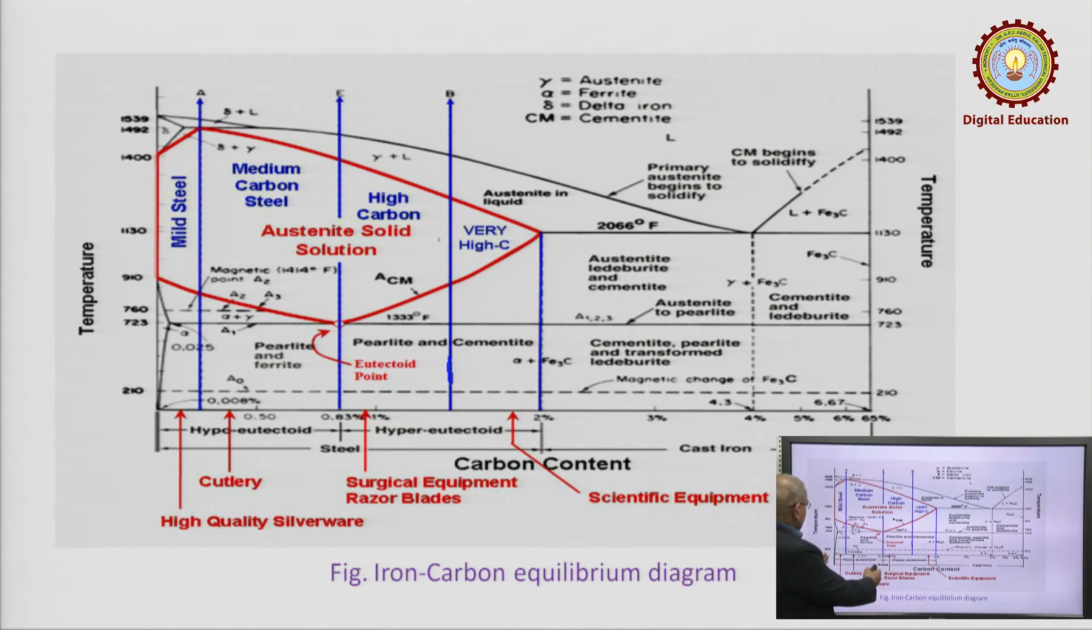So, let us talk about the hypoeutectoid steel. Hypoeutectoid steel is the steel which contains carbon percentage of less than 0.83. Hypereutectoid steel consists of carbon percentage more than 0.83.